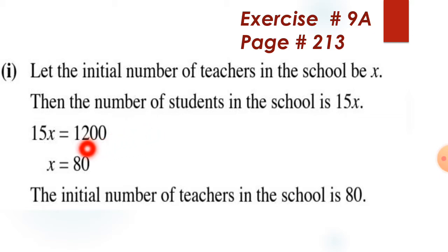So we are going to divide by 15. 1200 divided by 15, so x will be 80. You can calculate with a simple calculator as well: you have to write 1200 divided by 15, you will get 80. The initial number of teachers in this school is 80. So this is the answer for part 1.